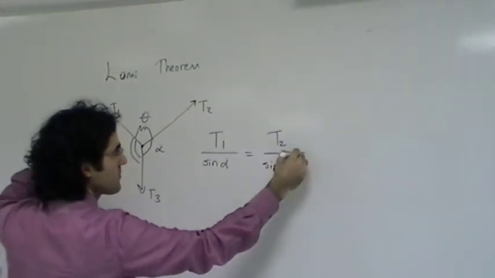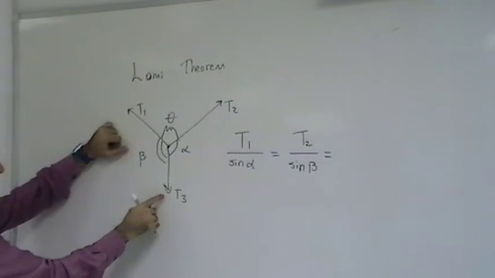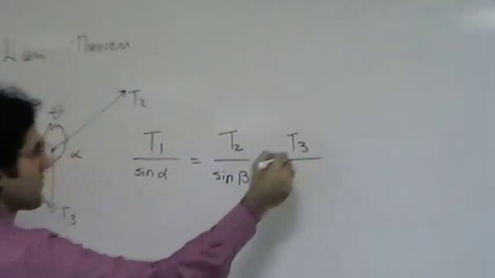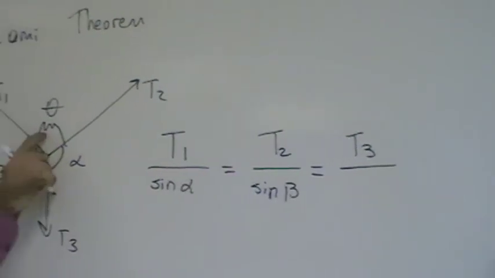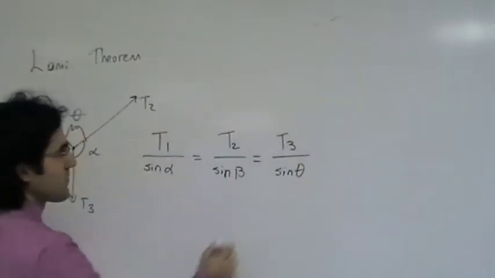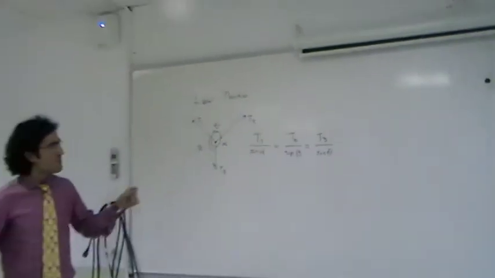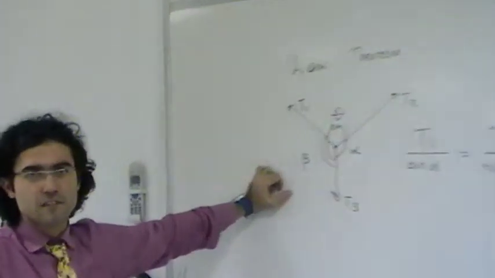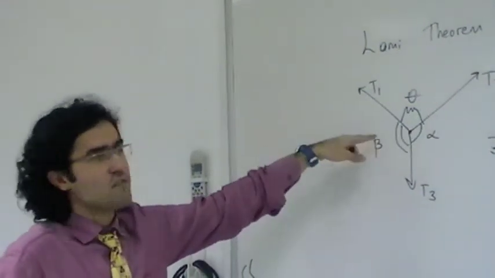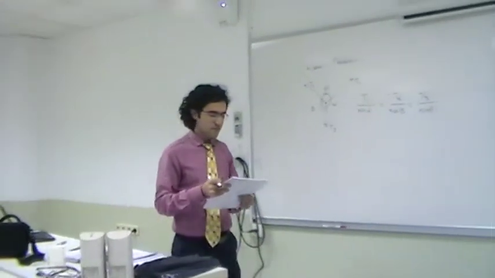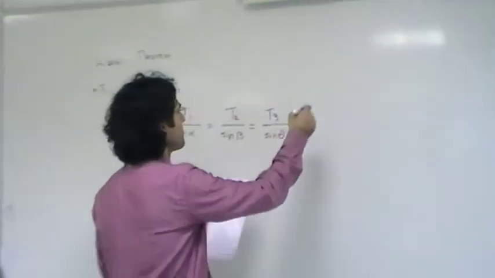And that will also be equal to tension 3 divided by the sine of the angle right opposite to T3, which is sine of theta. So this theorem allows us to solve questions quite easily, actually, without finding the components of the tension. Let me put a question on the board and solve it using Lami's theorem.